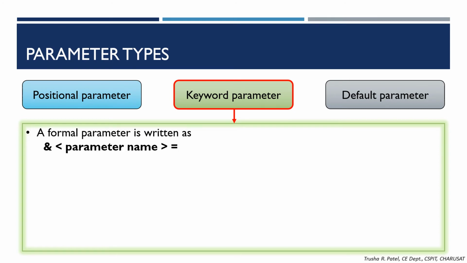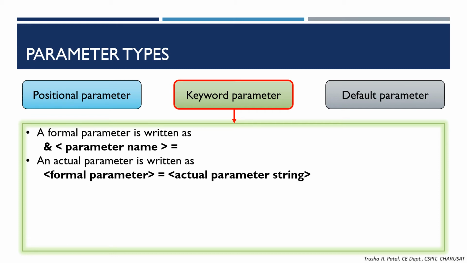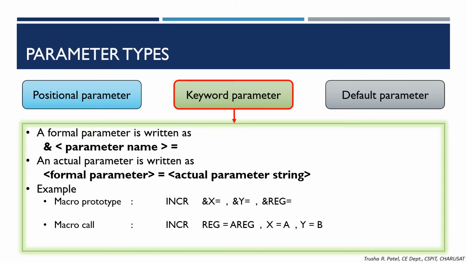Second is the keyword parameter. The formal parameter is written as &parameter name equals to. An actual parameter is written as a pair, formal parameter equals to the actual parameter. In the example, in the INCR macro, &X=, &Y=, &REG=. These three are the formal parameters.